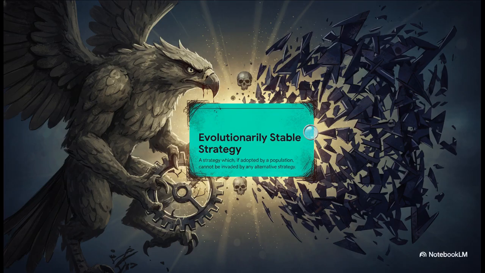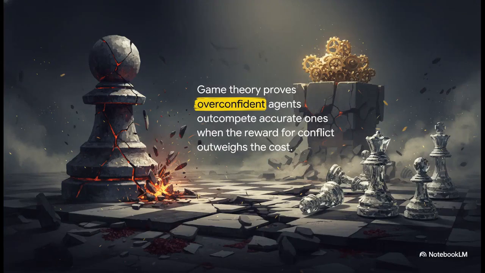The key concept we have to grasp here is the evolutionarily stable strategy, or ESS. In the absolutely ruthless game of resource competition that defined our evolution, being objectively accurate was not always the most stable or the winning strategy. In fact, when you run the models, the results are just unequivocal. When the reward for winning a conflict is high enough, overconfident agents will systematically eliminate the accurate, rational agents.